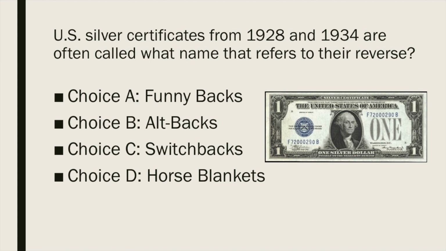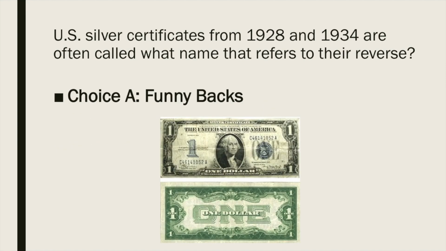Next up, we have a currency question. U.S. silver certificates from 1928 and 34 are often called what name that refers to their reverse? So choice A is the funny back, choice B is the alt back, choice C is the switchback, and choice D is the horse blanket. And our answer is choice A, the funny back.